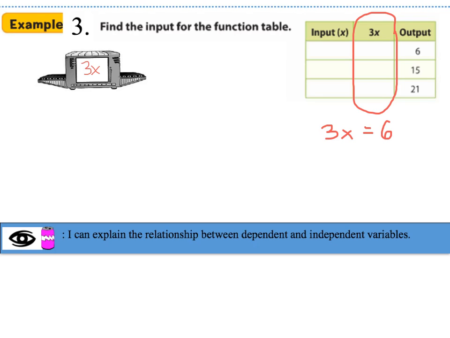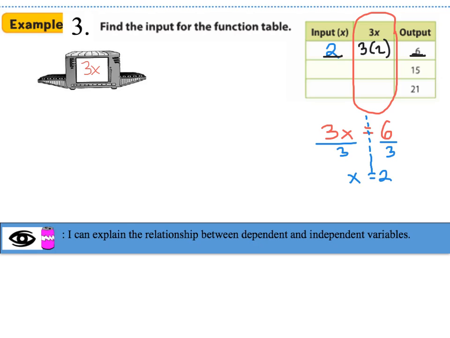So I can solve a problem like this. I can draw my fulcrum down the equal sign, divide both sides by 3 to keep the equation balanced, and x is equal to 2. So my input is equal to 2. Let's go back and check this work. If I say 3 times 2, if I plug it back into the relationship, I get the output of 6.